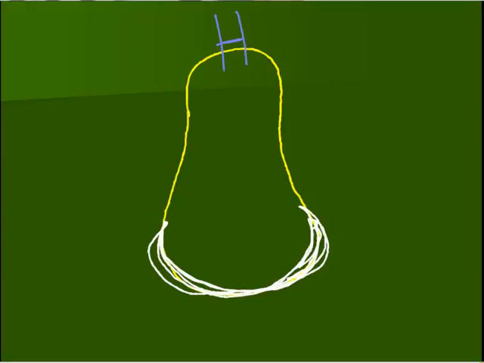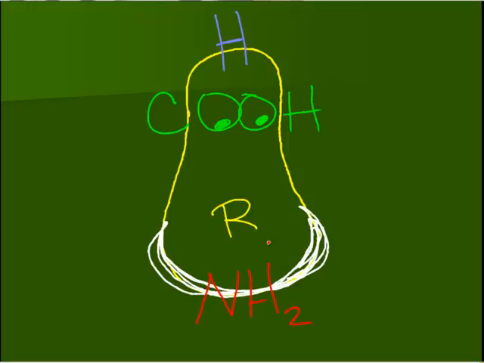They have that amine group. I'm going to put that down here as NH2. And we've got that carboxyl group, COOH. And we've got that R group that gives each its unique properties. So I'm going to put the R right here. Looks to me like Mr. Potato Head. I don't know about you.